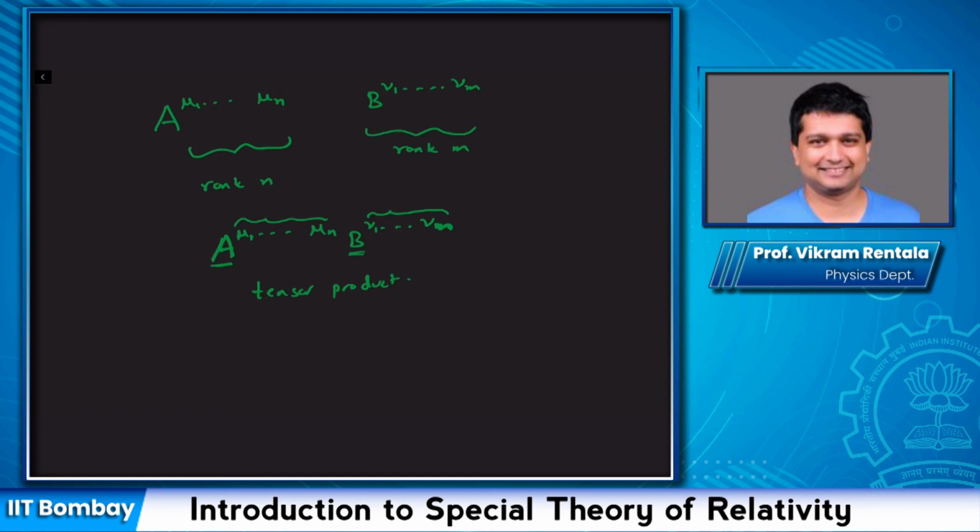And you can easily see that the rank of this new tensor is n plus m. So this gives us some new object that transforms as a rank n plus m tensor under Lorentz transformations. You can similarly construct tensor products of tensors which have mixed covariant and contravariant indices, which I won't write down, but it's an easy generalization of this idea of tensor products.